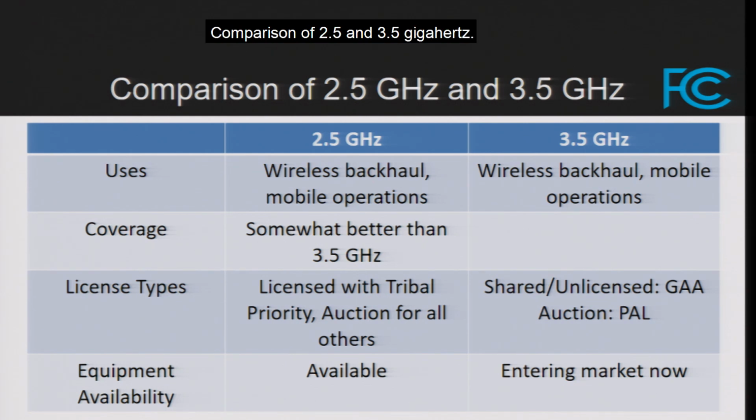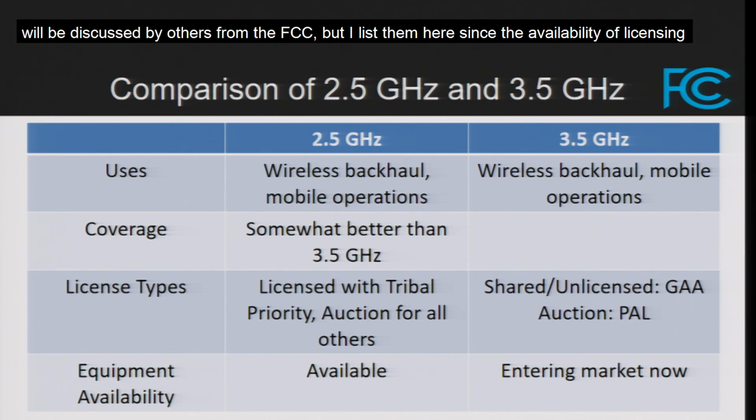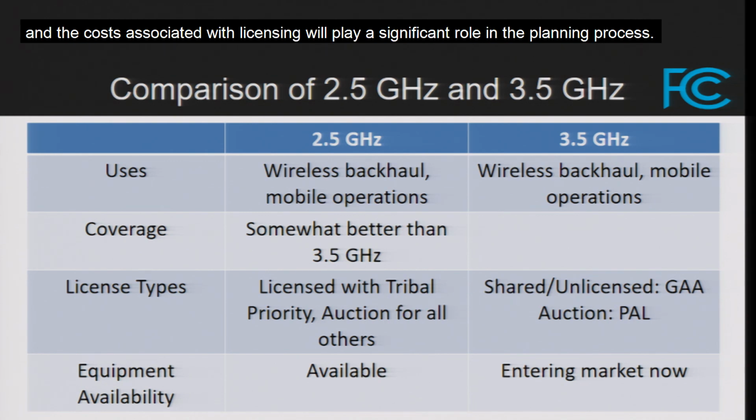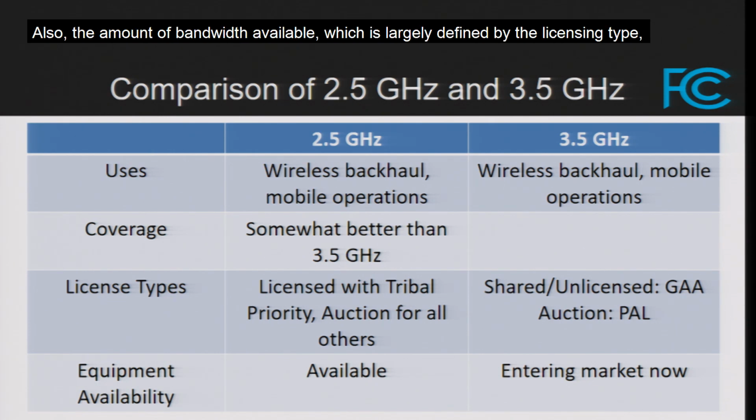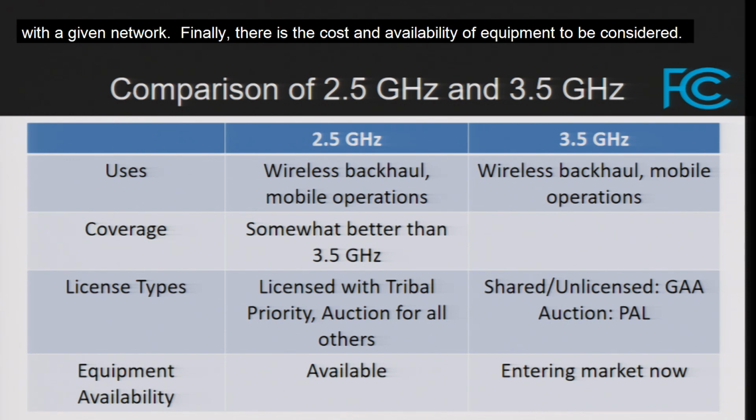Comparison of 2.5 and 3.5 gigahertz. This chart tries to capture some of the major considerations between 2.5 gigahertz and 3.5 gigahertz spectrum. Note that the specifics of licensing types will be discussed by others from the FCC, but I list them here since the availability of licensing and the costs associated with licensing will play a significant role in the planning process. Also, the amount of bandwidth available, which is largely defined by the licensing type, will drive the capacity and the throughput in terms of bits per second that can be achieved with a given network. Finally, there is the cost and availability of equipment to be considered.